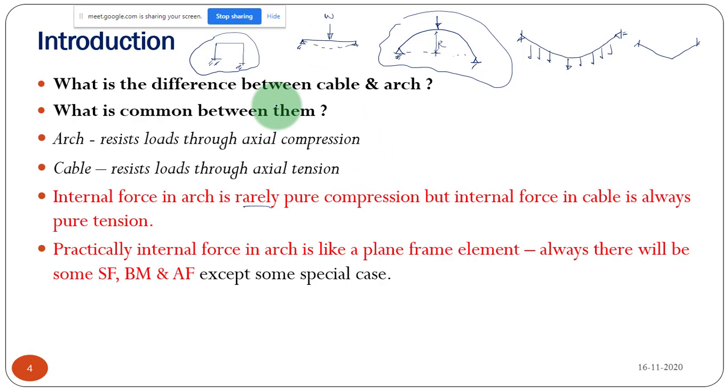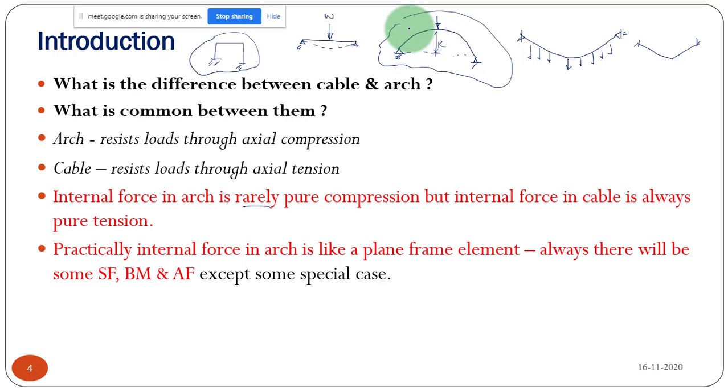The only thing is, generally once you say arch, our mind will have this type of picture: something like a semicircular or curved geometry. That is called an arch. But a frame will be something like a building frame, an orthogonal frame, with beams and columns. But both of these come under the same category of structure. Practically, the internal force in an arch is like a plane frame element.